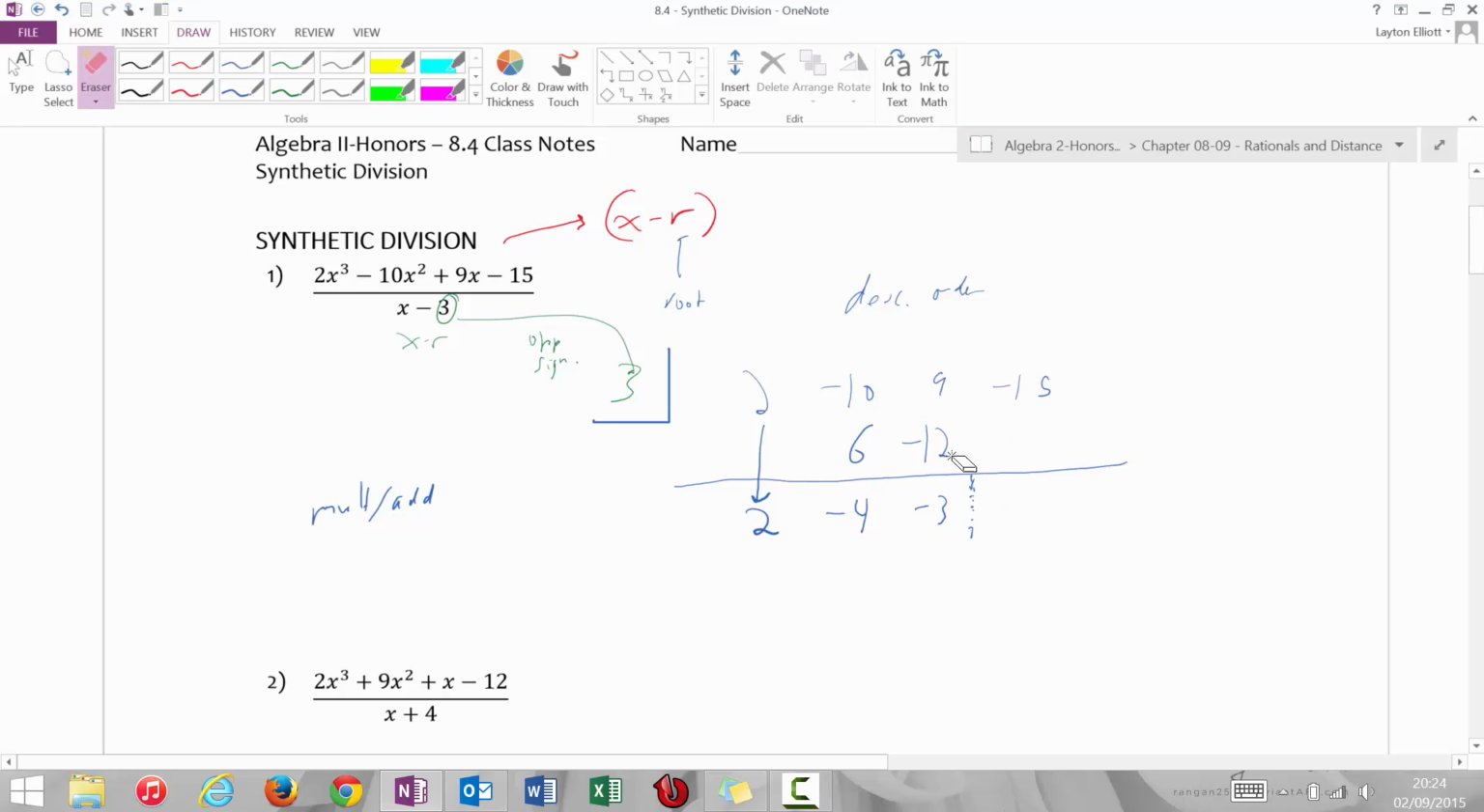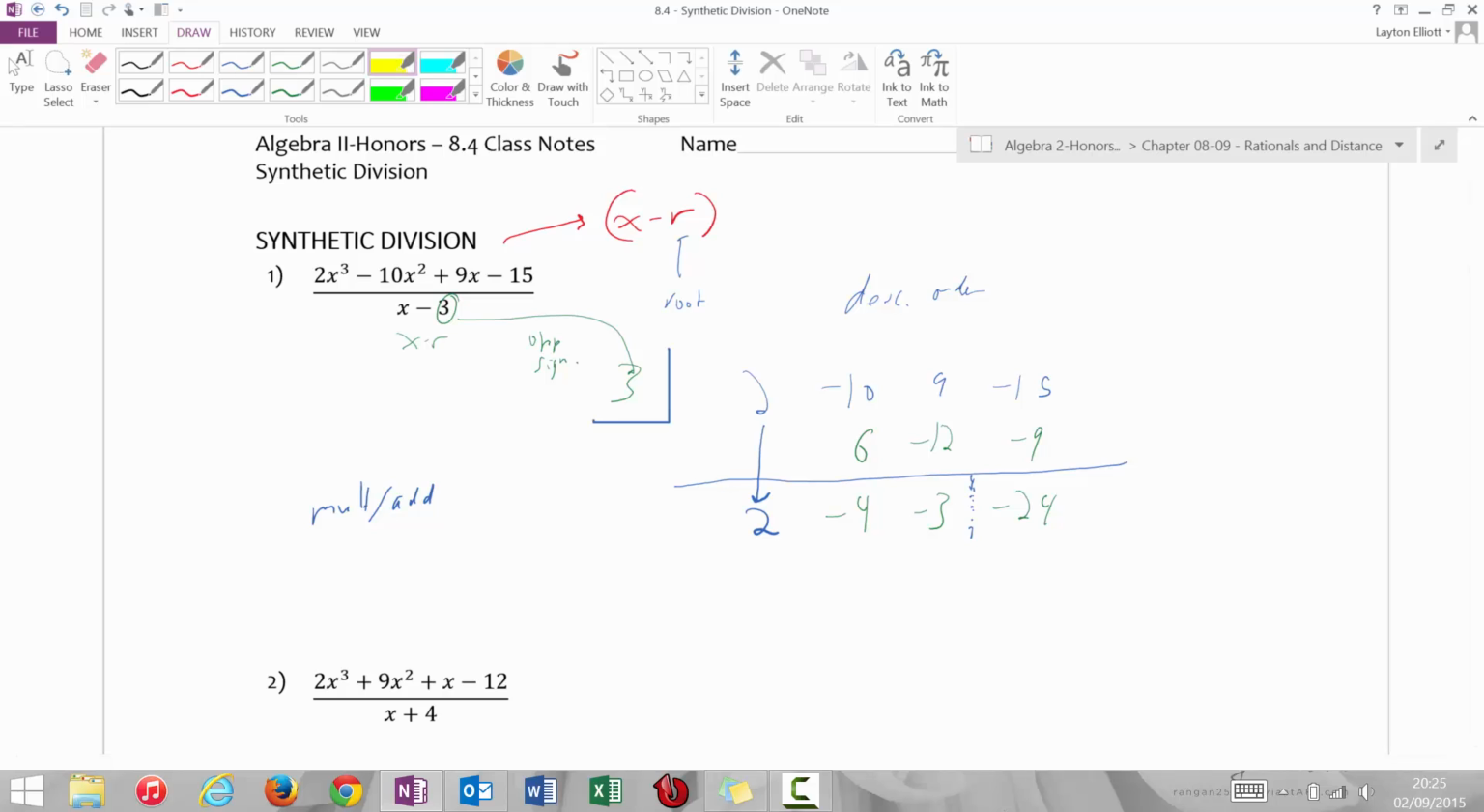Okay, we're going to repeat all that here in just a second. Multiply. We're going to multiply the root by what we got to get 6, and I'm going to write it underneath the -10. Vertically, we add to get -4. Then I'm going to multiply these two to get -12, and I'm going to add to get -3. Multiply, then add to get -24.